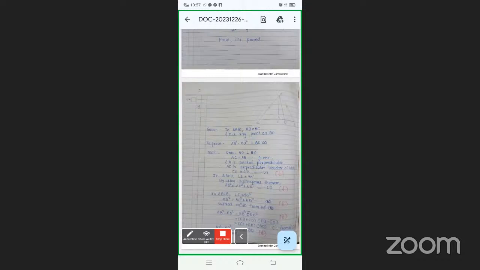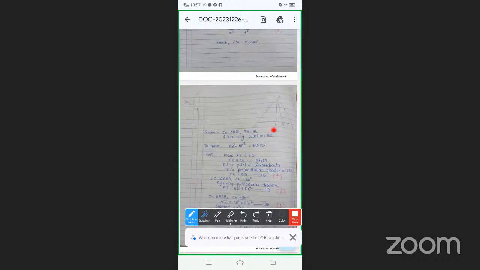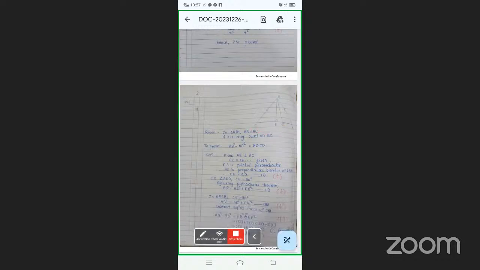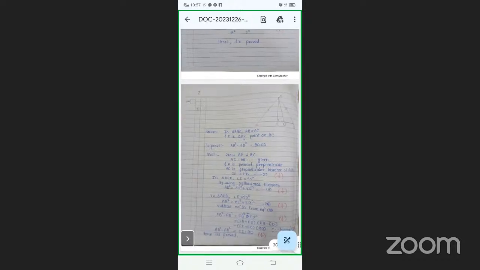EC, just focus here. EB is nothing but EC. So EB is replaced by EC. So EC plus ED is nothing but CD, correct? So here we'll get EC plus ED, that is nothing but CD, and EB minus ED. Just focus on the diagram. That is EB minus ED is nothing but the BD. So we have easily proved that AB square minus AD square is equal to CD into BD.